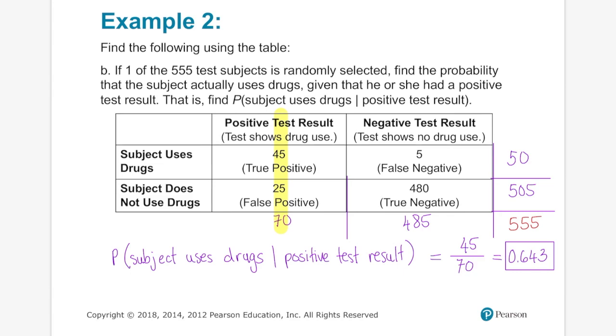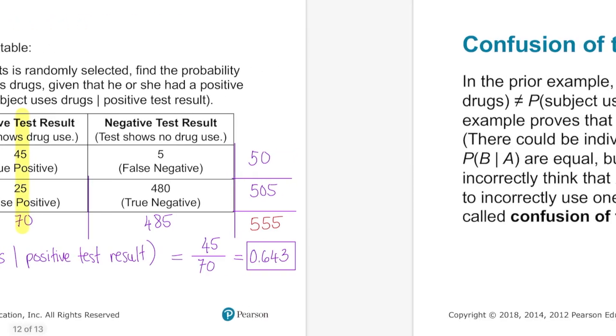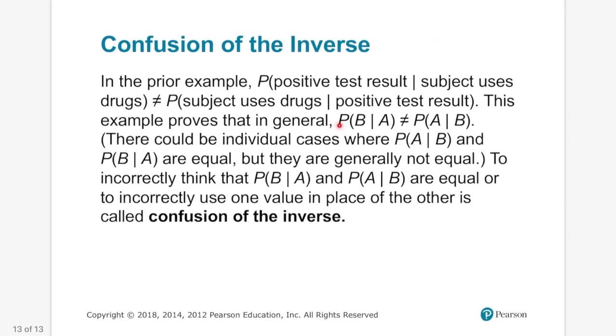So as we can see, if we reverse the two events, the probability is different. So the order does matter. Probability of B given A is not the same as probability of A given B.